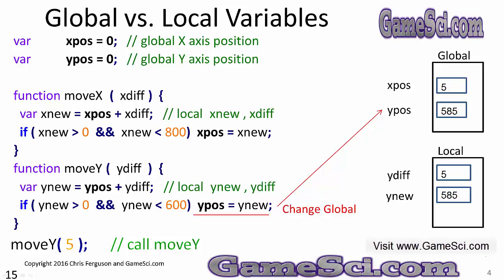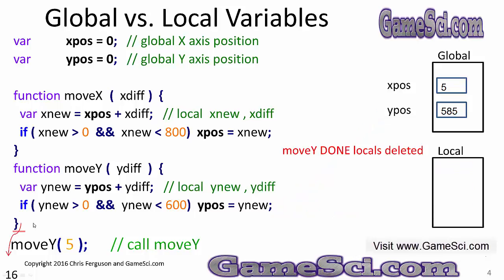We want our character to always stay on our 800 by 600 screen. That is a legitimate value on an 800 by 600 screen. When we're all done with moveY, we will exit moveY and continue the code after the call to moveY. Notice what happened to our local variables. Local variables disappear in between function calls. What doesn't disappear? Global variables. Global variables do not disappear.